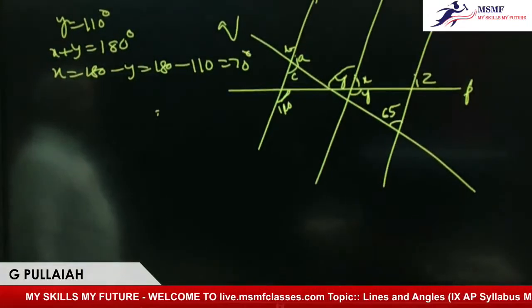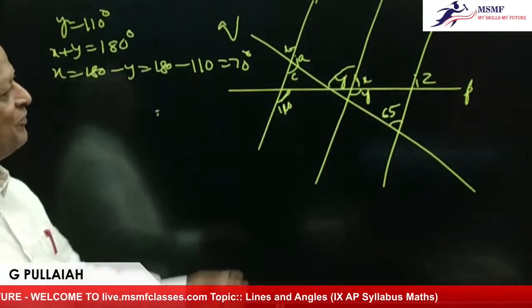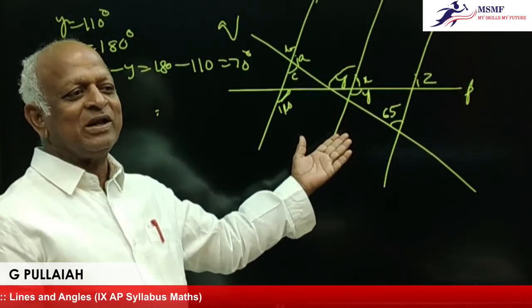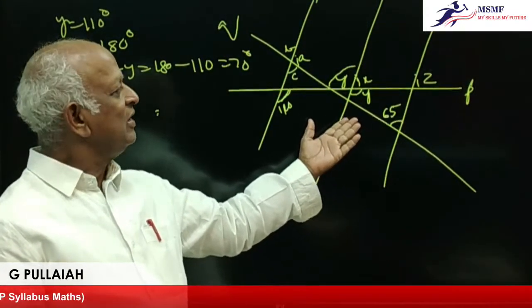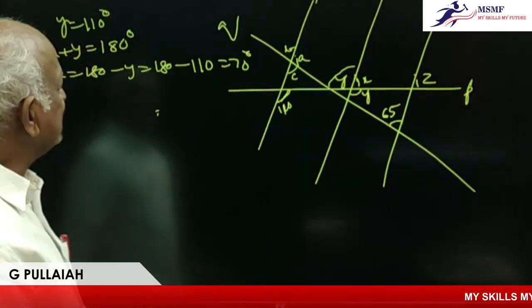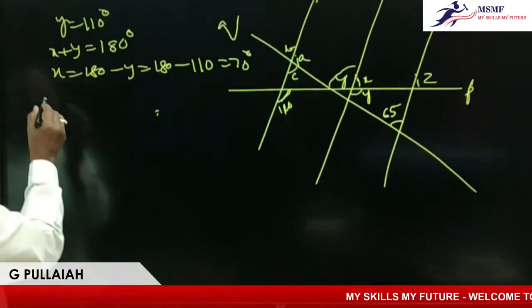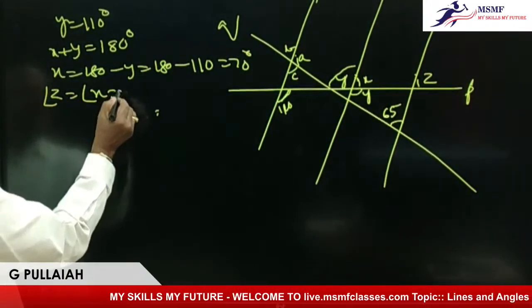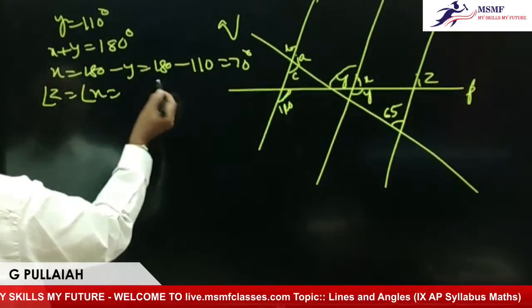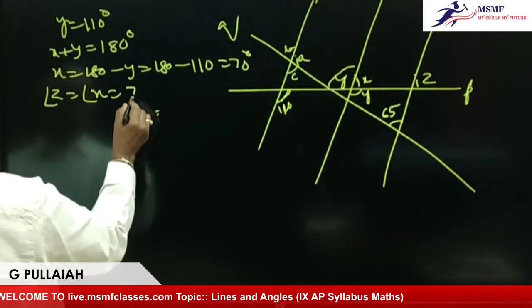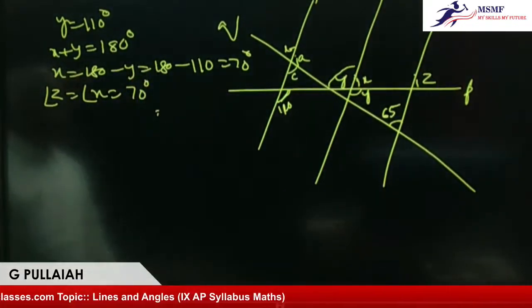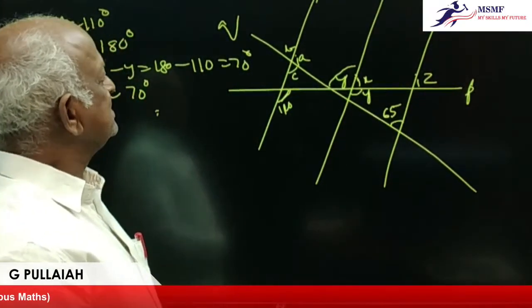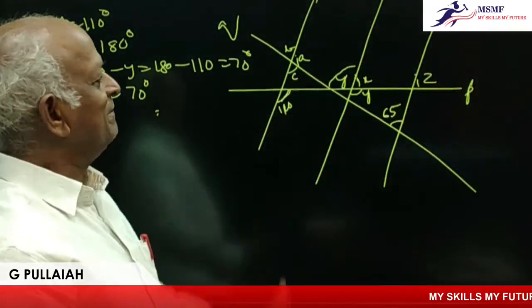To find the value of Z, can we make use of either X or Y here? X is the corresponding angle of Z. So now we can say angle Z is equal to angle X. Therefore, what is the value of X? It is 70 degrees. It's over. Now, our point is to find A, B, C.